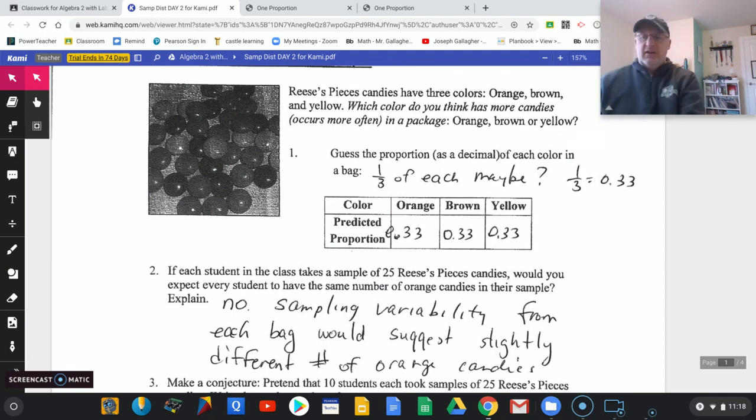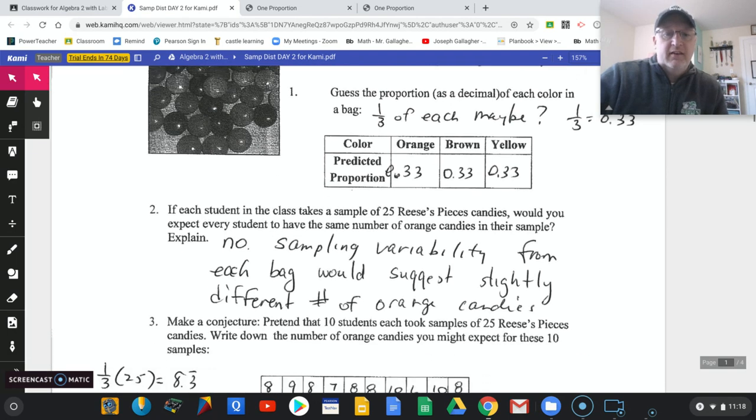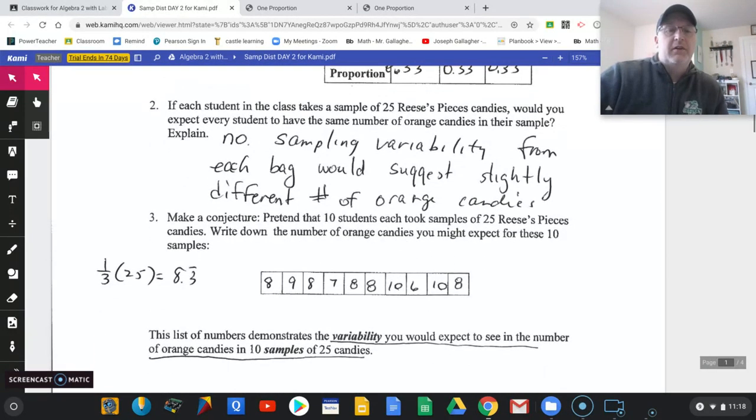In fact, if the same person took 25 candies out of the bag, counted the orange, put them back in the bag, and then poured it out again and picked 25 all over, you might not have the same number of orange from the same bag. That is our sampling variability. So let's pretend that 10 different students did this, and I had you write down a guess. How many Reese's Pieces do you think are orange? So there were 10 boxes in your notes, and you just wanted to write down a number.